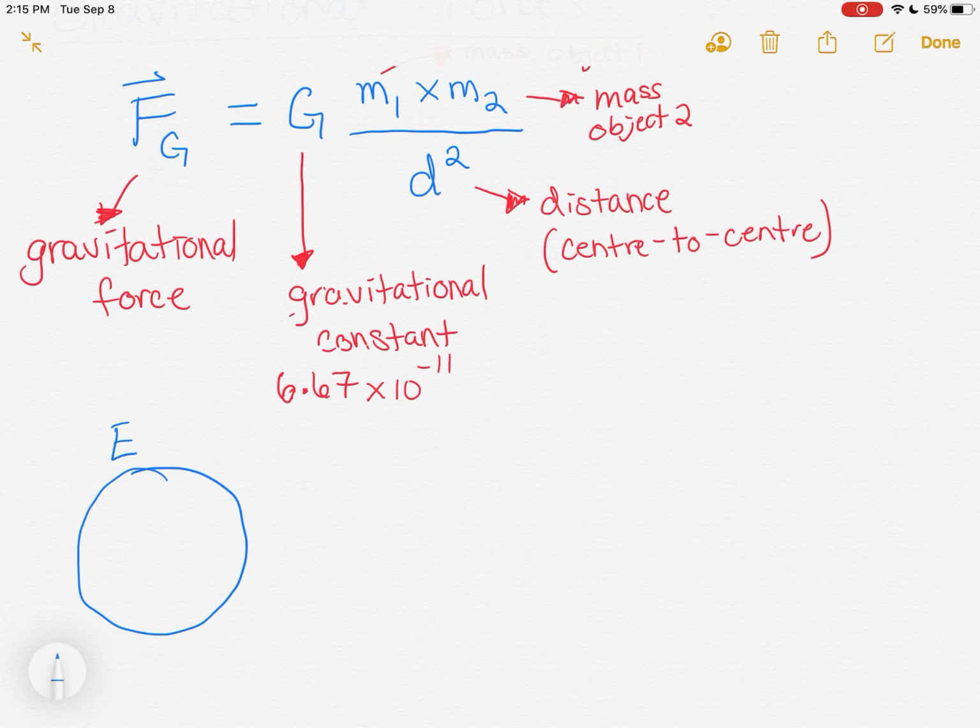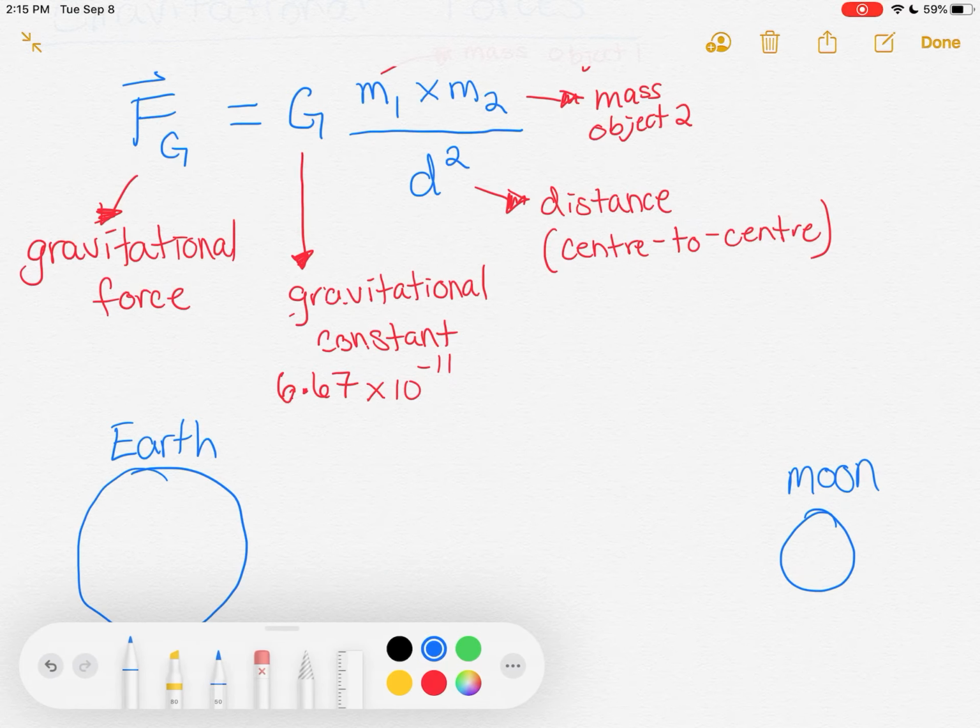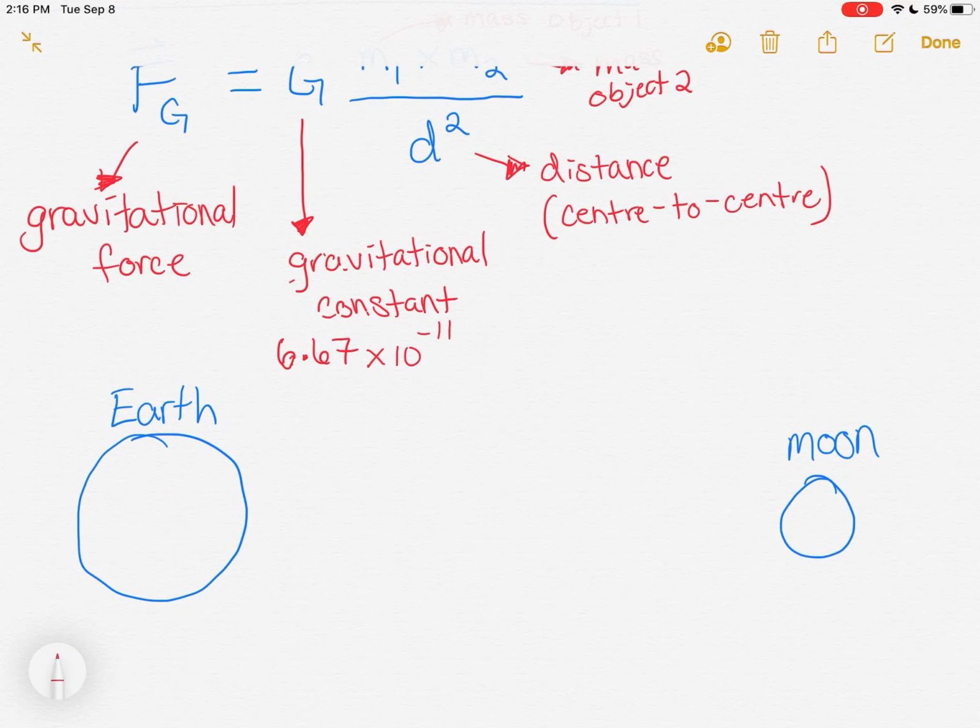This is going to be the Earth. And then over here, we're going to draw the moon. Okay, so we are looking at finding the gravitational force between the Earth and the moon. And so the gravitational force is what's actually keeping the moon revolving around the Earth rather than just floating off into space. Okay, and so between the Earth and the moon, we have a gravitational force that is an attractive force. So it is attracting the moon and the Earth to each other.